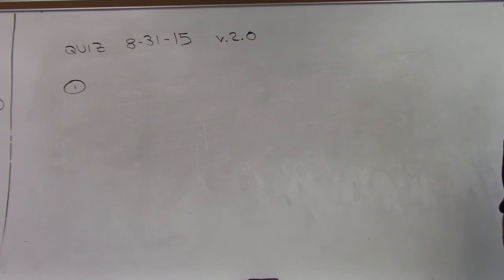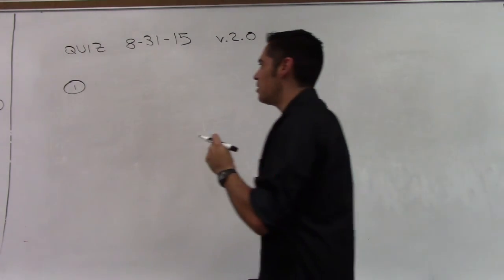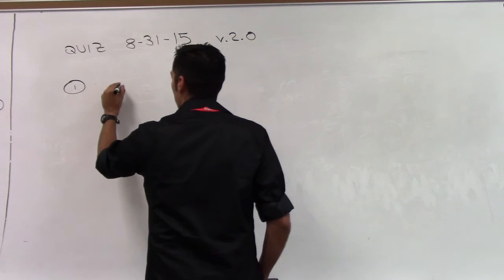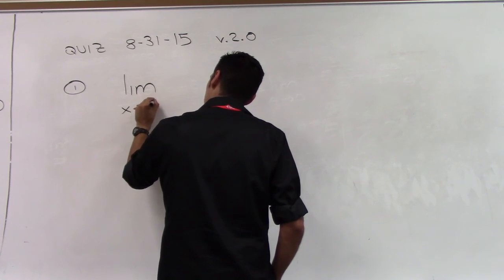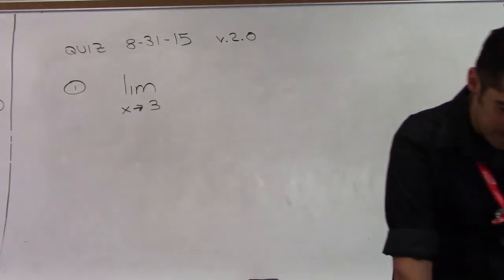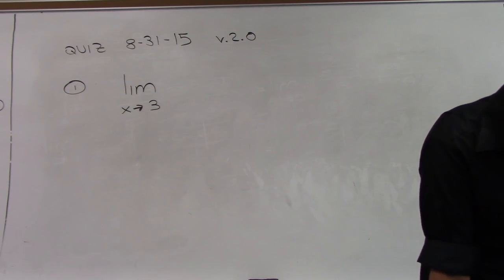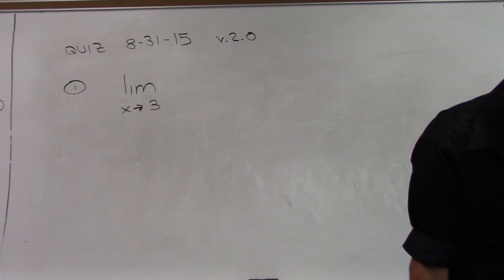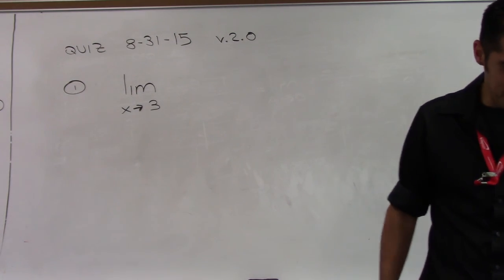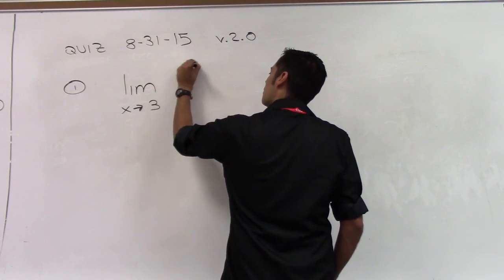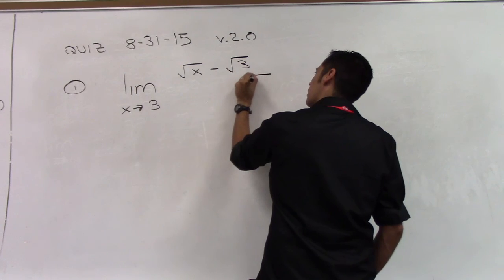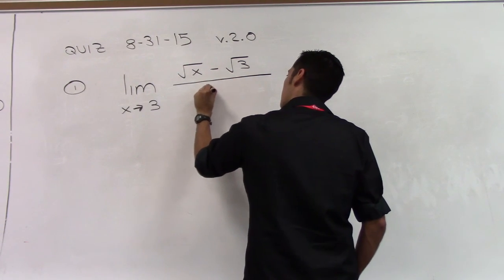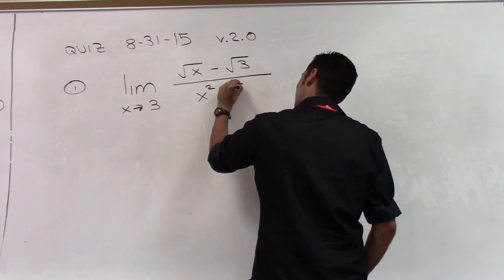You like the limits? Yeah. You want to try a limit? Yeah, sure. All right, let's do a limit. I'll keep you away from the trig stuff for now. Let's just do an algebraic limit. Limit as x approaches 3. You're going to run out of time if I don't hurry up. Okay. Square root of x minus square root of 3 over x squared minus 9. Ooh.